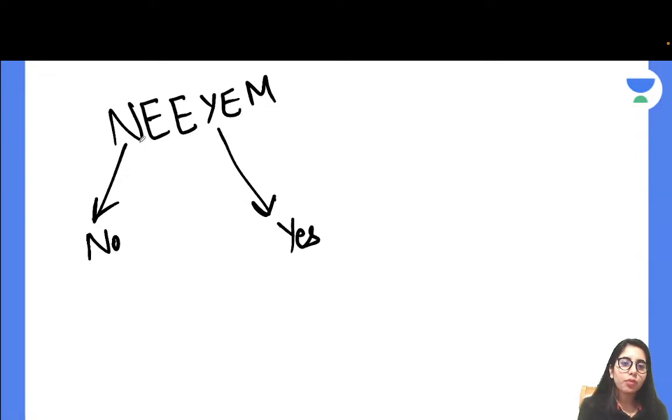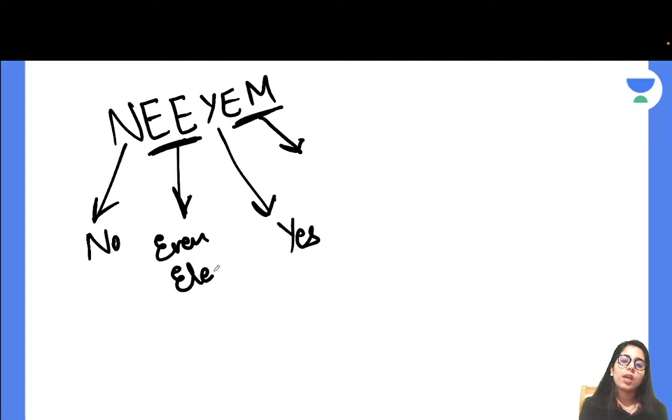Then after no, we have to follow what are the two letters we are going to have. I will be telling you the meaning of these two things, and if the answer is yes, the parity change is taking place, so you follow those two. When you follow no, in this case it will be even electric. E for even and E for electric, E for even and M for magnetic. That's what you have to consider.